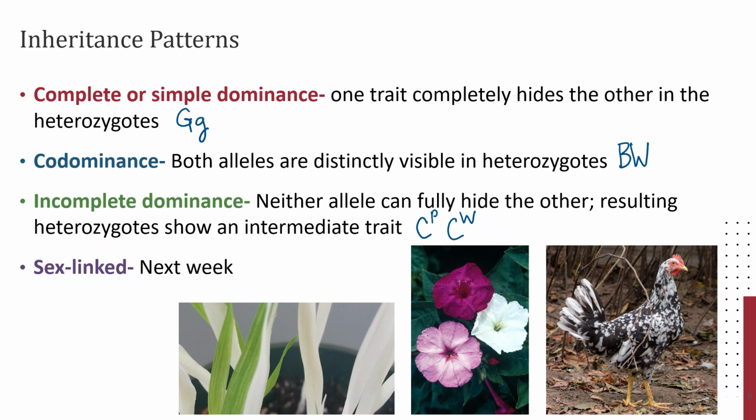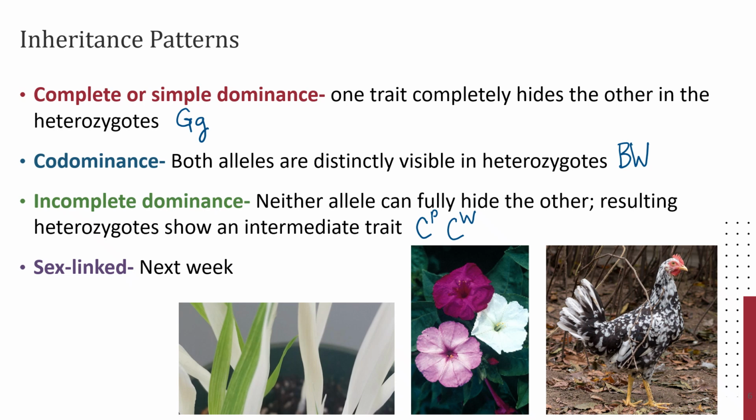We're going to see 4 different inheritance patterns in the next week or two. The first is complete or simple dominance. So this is kind of your normal or standard. This is when one trait completely hides the other in the heterozygote individual. So this is where we're going to use our capital lowercase designation. When you see that capital lowercase, you're going to assume that it is simple or complete dominance.